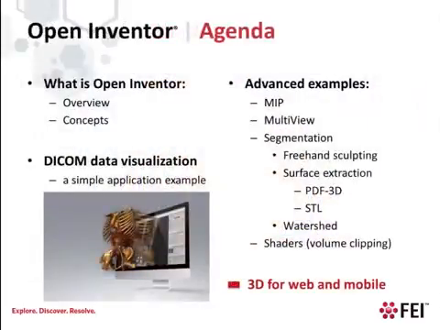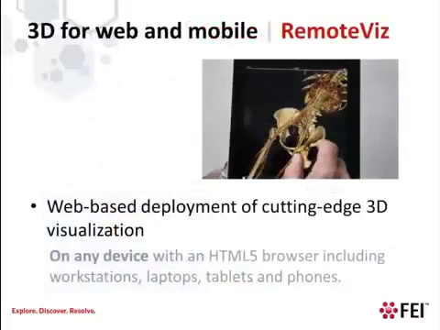Next, we'll look at how to provide 3D rendering as a web service, allowing your application to display in the user's web browser on almost any screen, including mobile devices. Open Inventor's Remote Viz extension brings the same cutting-edge 3D visualization and rich interaction capabilities to web-based applications, providing a high level of interactivity and visual performance on any display device, including tablets, phones, laptops, or workstations.